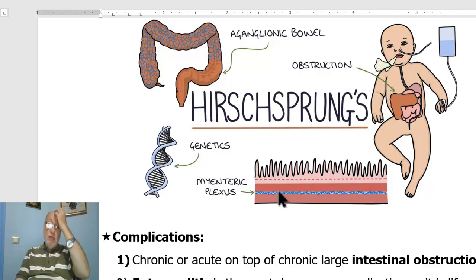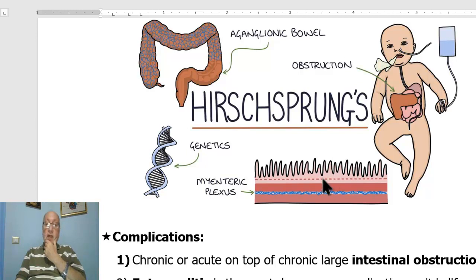Between the longitudinal and circular muscle layers, this is the circular and this is the longitudinal, between the two there is the myenteric plexus, also called Auerbach's plexus. This Auerbach's plexus is responsible for peristalsis in the wall of the colon.